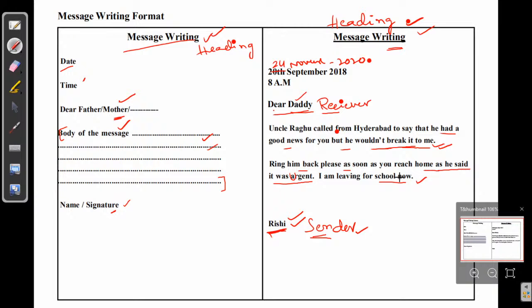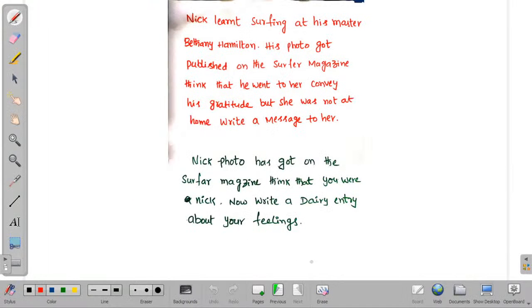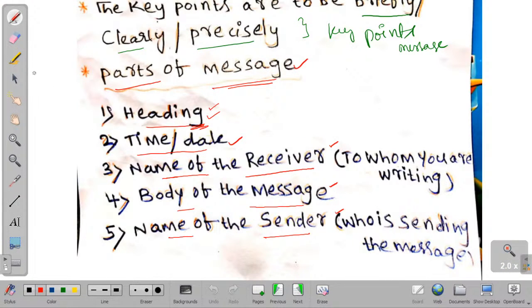I hope with this explanation you have understood what is a message, and the format of a message. That format has 5 parts: heading, time and date, name of the receiver, body of the message, name of the sender. We have discussed these 5 parts, and we have practiced, we have seen one model message writing. I hope you have understood how to write a message in the examination.